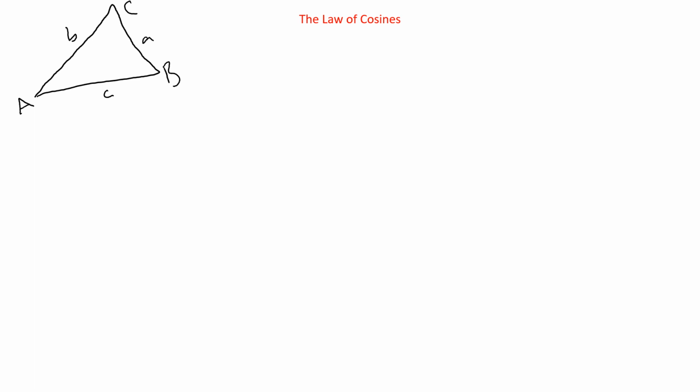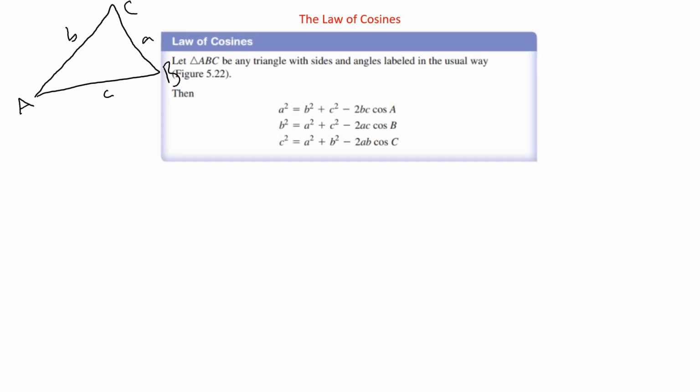So what is the law of cosines? Law of cosines looks like this. Triangle ABC is a triangle with sides and angles labeled the usual way. And we have three of them, just because it doesn't matter which side or angle we start with. Personally, I like the bottom one because that's a squared plus b squared equals c squared, the Pythagorean theorem that we know. However, we have to subtract 2ab cosine C.